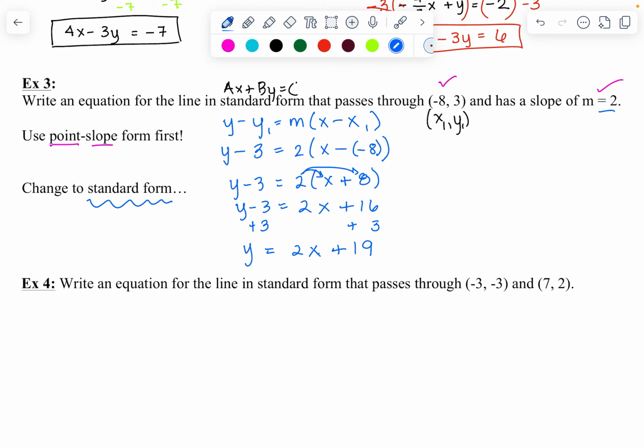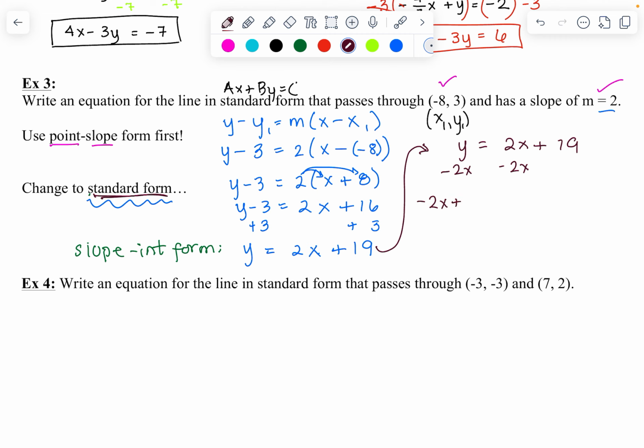But this is in slope-intercept form. We don't want it in slope-intercept form. We want it in standard form. Okay, so continuing the problem up here, we're going to go ahead and subtract 2x from both sides. So we've got this y equals 2x plus 19. I'm going to subtract 2x from both sides so that I can get my variables on the left, my constants on the right. And I'm looking at a negative 2x plus y is equal to positive 19.